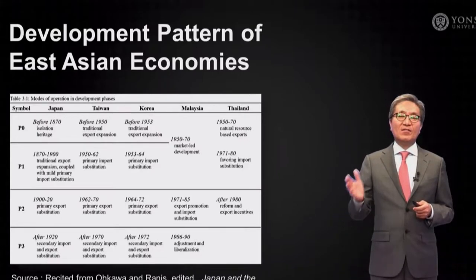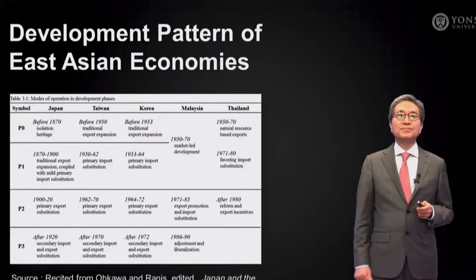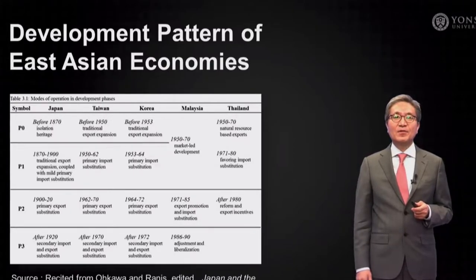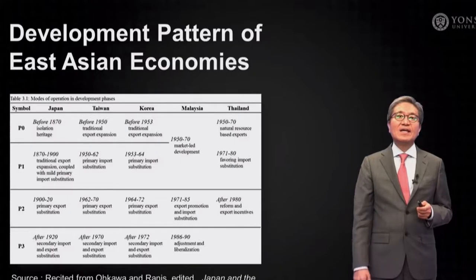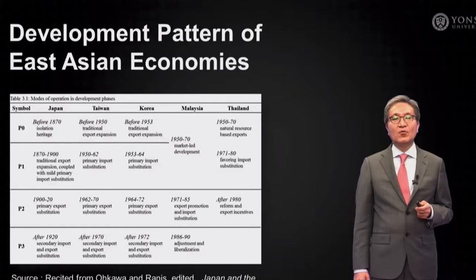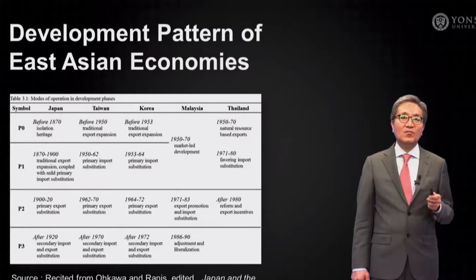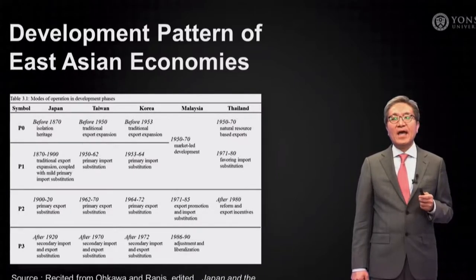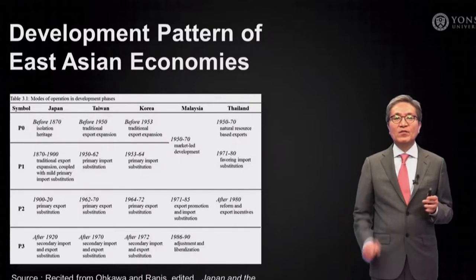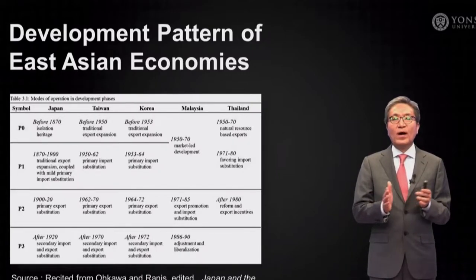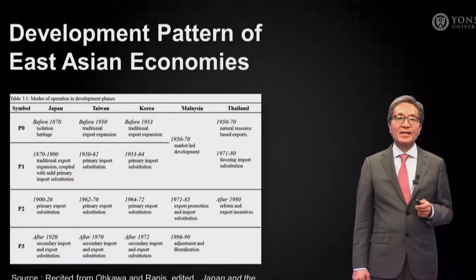When you compare this experience of Korea to Japan, you can find in this table that Japan actually had exactly the same policy in the late 19th century until the early 20th century. In this table, the P1 stage represents the import substitution stage, P2 represents export promotion, and P3 represents heavy and chemical industrialization. With a certain time lag, both Korea and Taiwan actually followed the footprints of Japan.